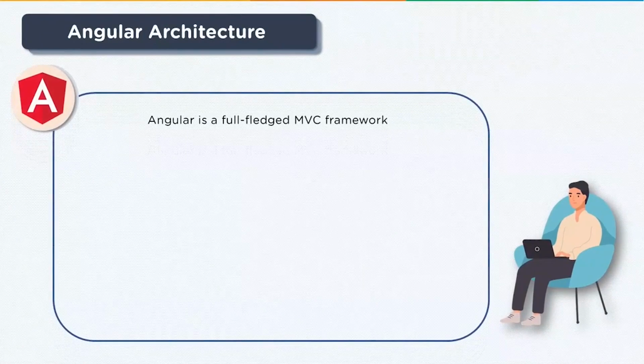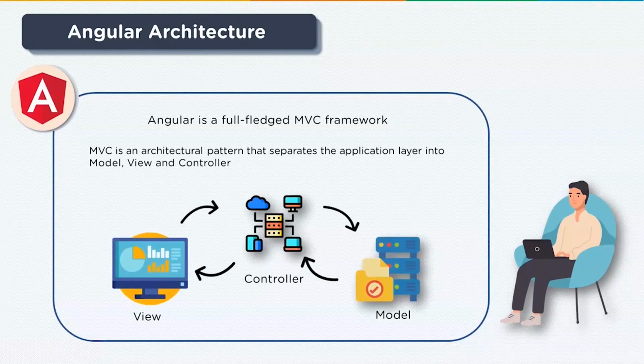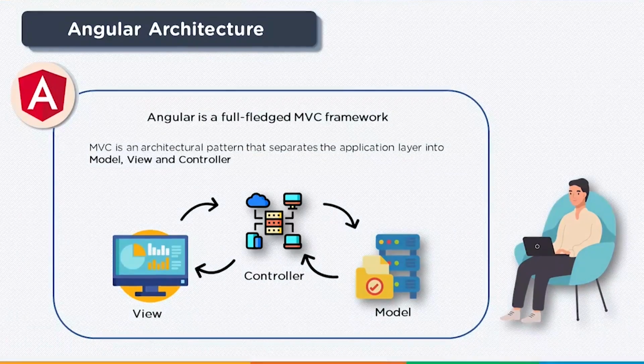Now, Angular is a full-fledged MVC framework. It provides a strong opinion on how the application should be structured and offers bidirectional data flow and updates the real DOM. MVC, short for Model View Controller, is an architectural pattern that separates the application layer into model, view, and controller. Now, model here relates to all the data-related logic. View, on the other hand, is used for UI logic of the application. And controller is the brain of the setup. Now, it is an interface between the model and view.